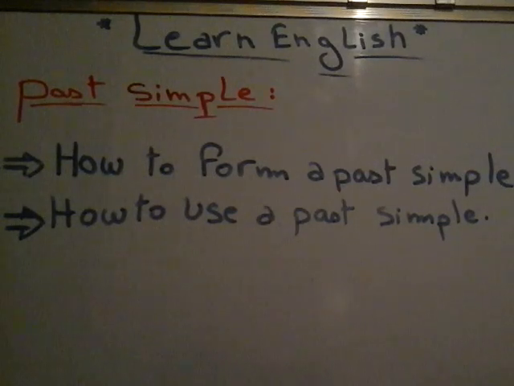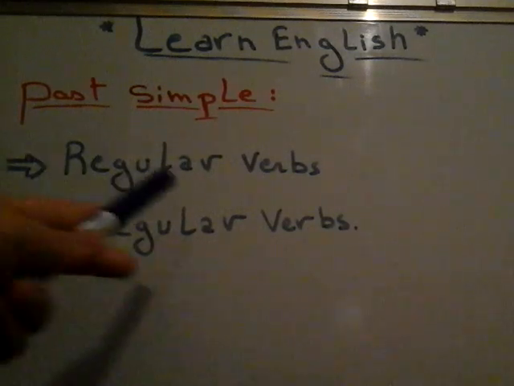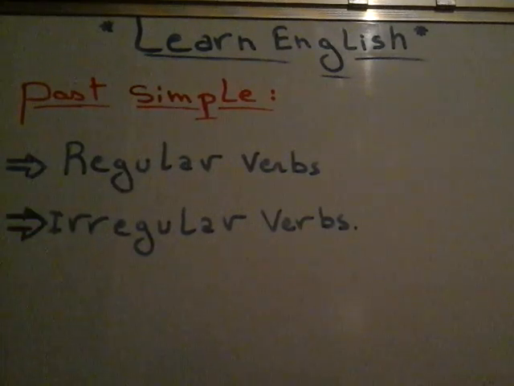Before starting our lesson, we're gonna know how to form a past simple and how to use a past simple. As we know in English, we have regular verbs and irregular verbs. Regular verbs are those verbs who do not change in past simple. And irregular verbs are those verbs who change completely when we conjugate them in past simple. Let's get started.